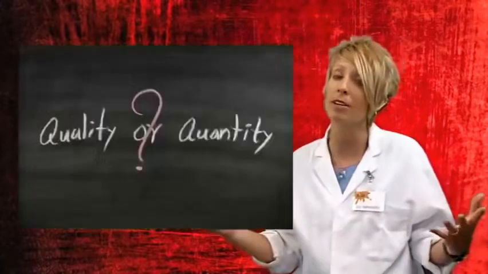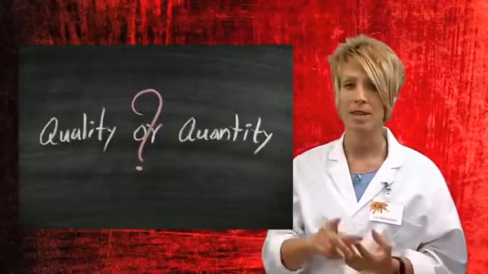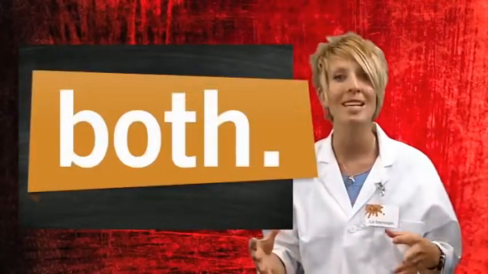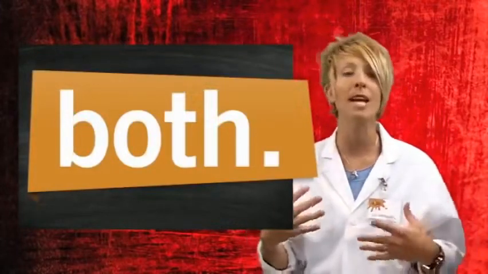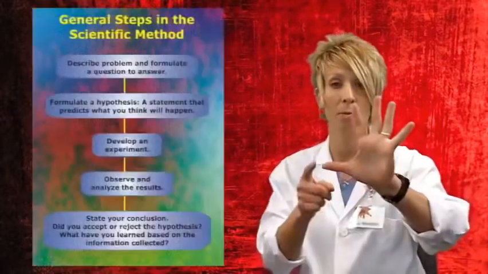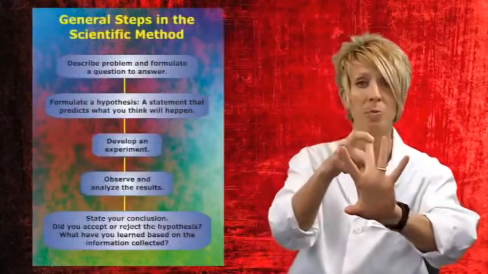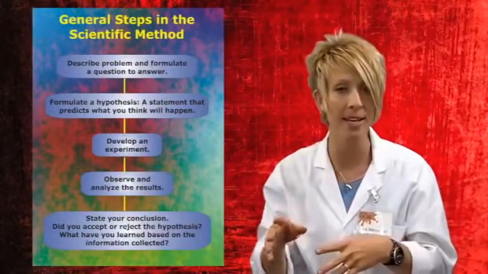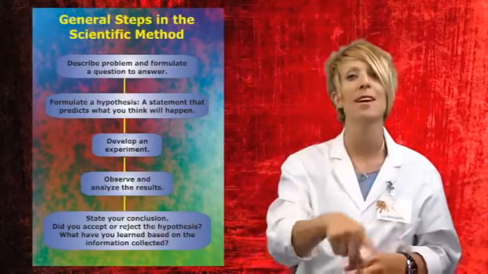So you might be sitting there right now going, all right, Miss Meredith, that's pretty cool, but which type of data or which type of observation is better? The answer is both. Both of them can be used to tell us about the world around us and to tell us about what's going on in our experiment. Remember the 5 steps of the scientific method? Problem, hypothesis, experiment, data, conclusions. In order to gather that data, we need to make observations.